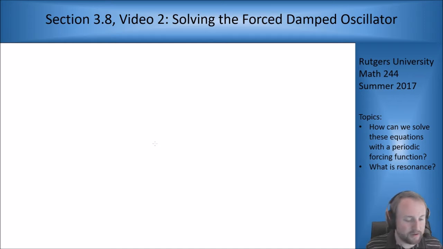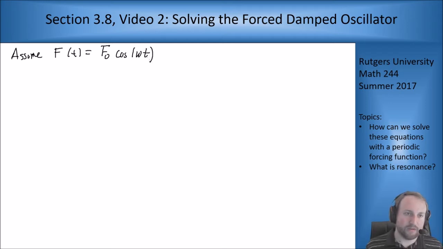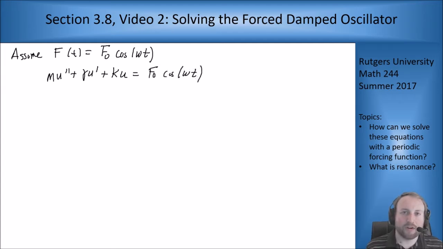For this video and probably the next couple as well, we're going to assume that our forcing function is oscillatory. So assume that f of t is f0, some constant, times cosine of omega t, where omega is some frequency. And we're looking to solve m u double prime plus gamma u prime plus k u equals f0 cosine of omega t. In general, we're going to assume we're in the underdamped case, which means we're going to get sines and cosines on the left-hand side, but it doesn't really matter. It all works out the same way at the end.